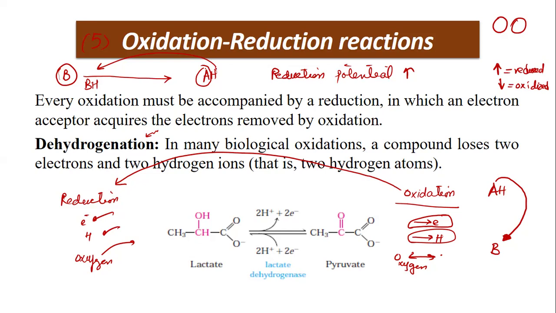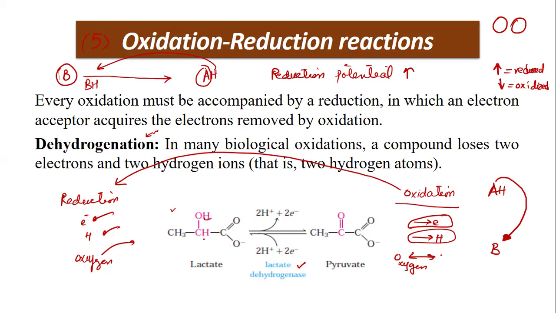And in order to clear this, we will take the example of lactate dehydrogenase, which is an enzyme that has the potential to convert lactate to pyruvate. Here you can see the name of the enzyme is lactate dehydrogenase, which means it will carry out the mechanism of dehydrogenation and it will remove a complete molecular hydrogen from the lactate.